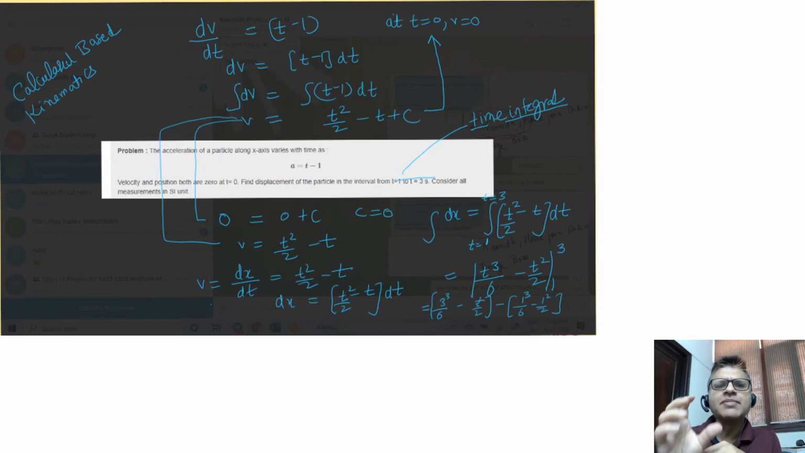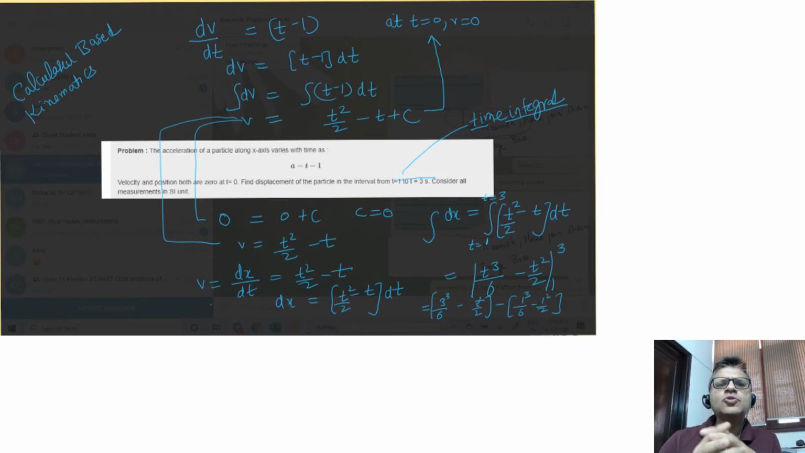But if you know the time interval in which you're calculating the change in position, the change in position has to be calculated from t is equal to 1, where the body is at some place, to t is equal to 3, where the body is at some other place. What you have to find is the difference. At t is equal to 3, for example, you were at 50 meters, and at t is equal to 1, you were at 40 meters. Now the difference is 50 minus 40.